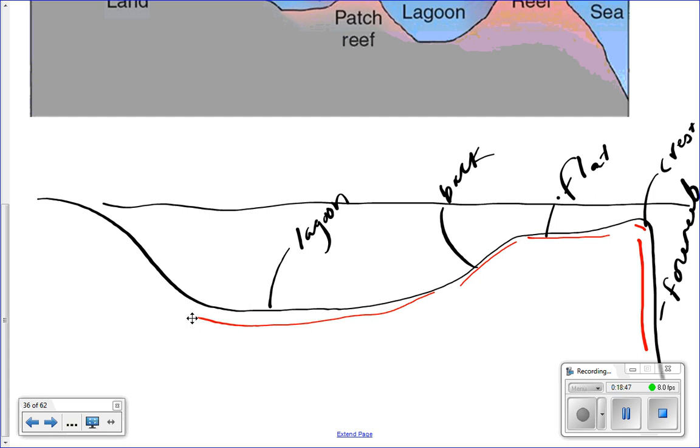One thing I forgot to mention too. Fringing reefs are the type of reef that is the most affected by human activities because you can just walk right out onto them. Any sort of runoff can cause problems on the reef. So fringing reefs are the most affected by human activity. You should probably know that too.